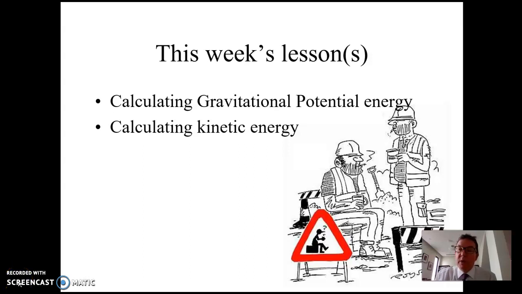So this week we're still looking at types of energy, but we're going to look at how we can calculate gravitational potential energy, and tomorrow calculate kinetic energy, and in fact how we can then use that to calculate some interesting things about speed. Okay, just a little reminder, because we have been looking at heat recently.